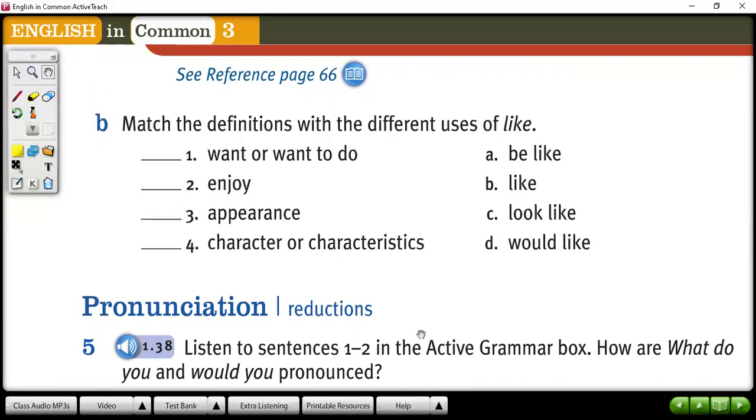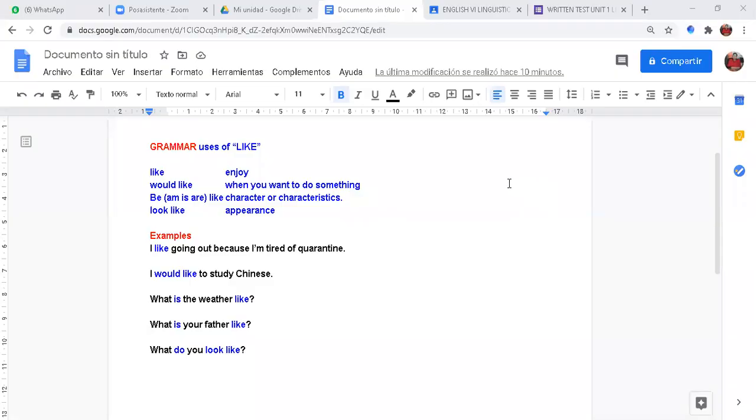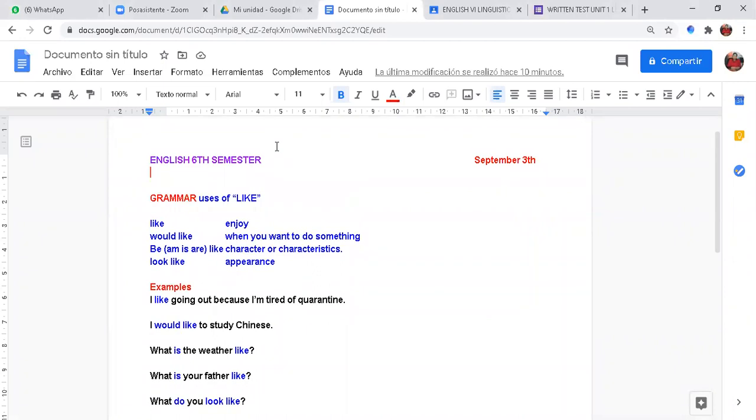So I will explain a little bit more of it. Let me now share my screen. Here it is. I will present more about this grammar, that is be like. Sixth semester. Today is September 3rd, so you must be happy because we are in your month, students.